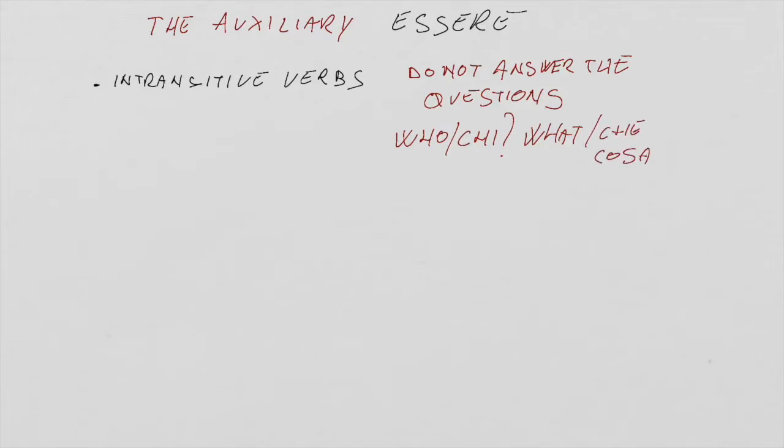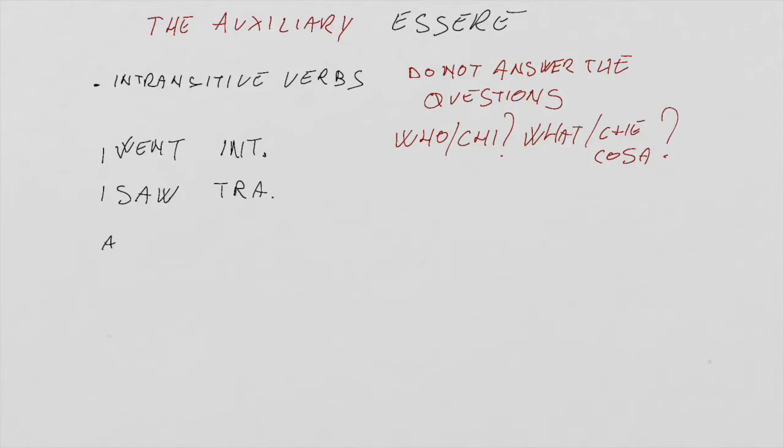For example, if I say "I went," you can ask me where, when, with who, but not who or what. For this reason, the verb to go in Italian, andare, is an intransitive verb. On the contrary, if I say "I saw," you can ask what or who, che cosa or chi, and for this reason, the verb to see in Italian, vedere, is a transitive verb.